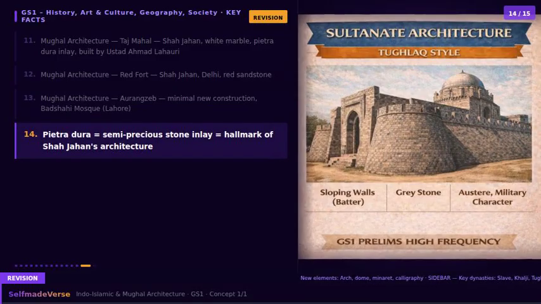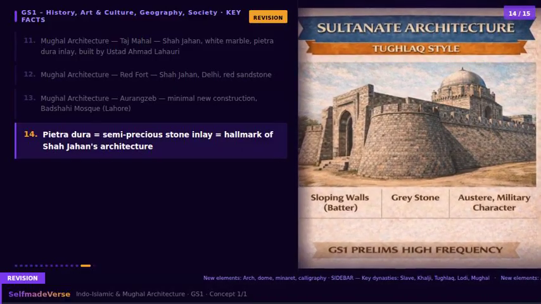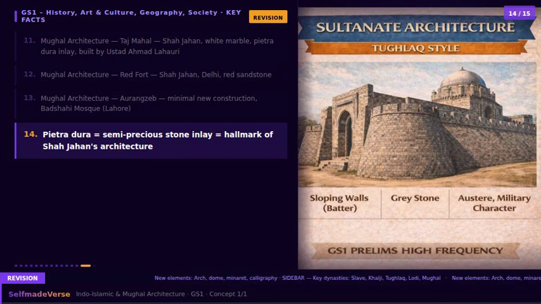Pietra Dura, the inlay of semi-precious stones into marble, became the hallmark technique of Shah Jahan's architecture. This labor-intensive craft appeared in the Taj Mahal and Red Fort, defining his reign's aesthetic identity.